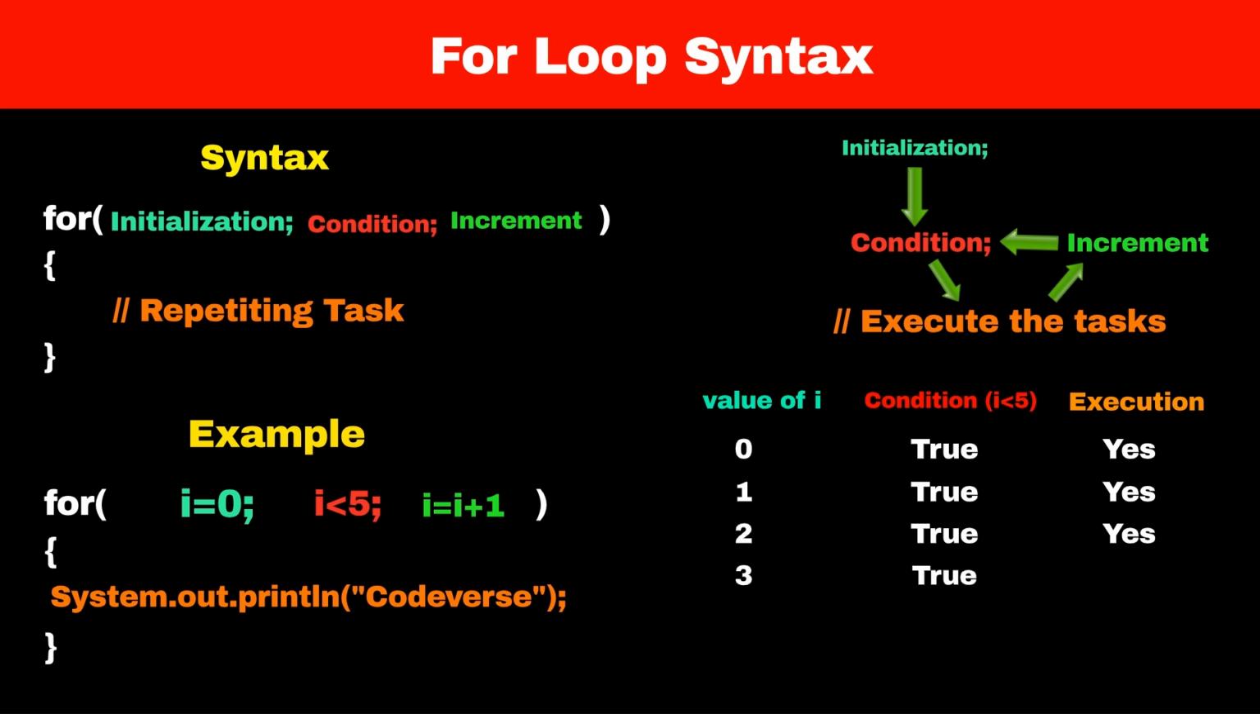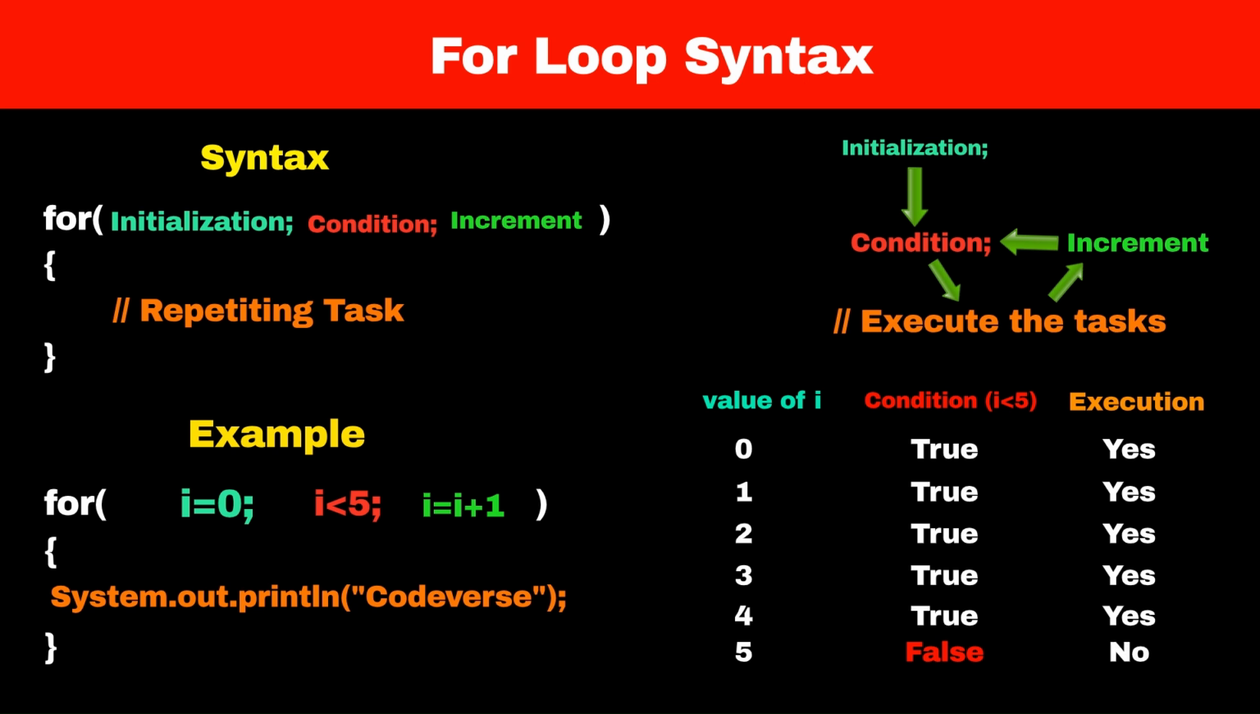The condition is true, so CodeVerse will be printed again. For the next iteration, the value of i will be increased by 1, and the new value is 4. And again, the condition is true, so we'll print CodeVerse. And now for the fifth time, the value of i will be incremented, and the new value is 5. Now the condition mentioned in the loop becomes false. Note that the condition is i less than 5, not i less than or equal to 5. So when i becomes 5, the loop will break and the print statement won't get executed.